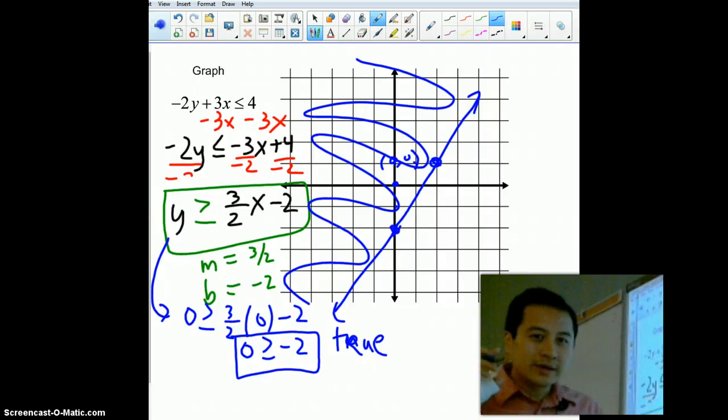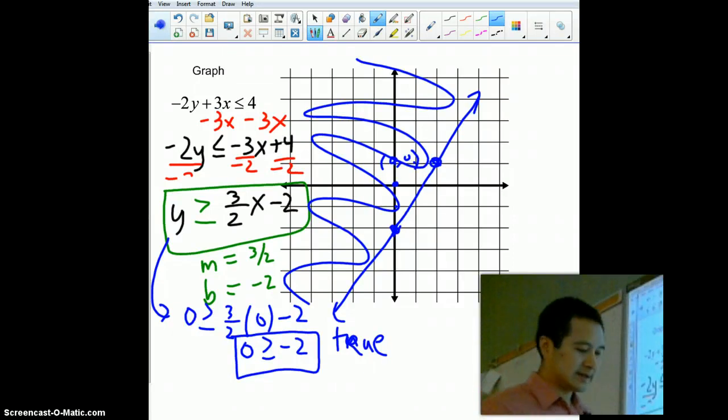Now I want you to think about it and think about an easier way to graph this. See if you guys can figure it out.